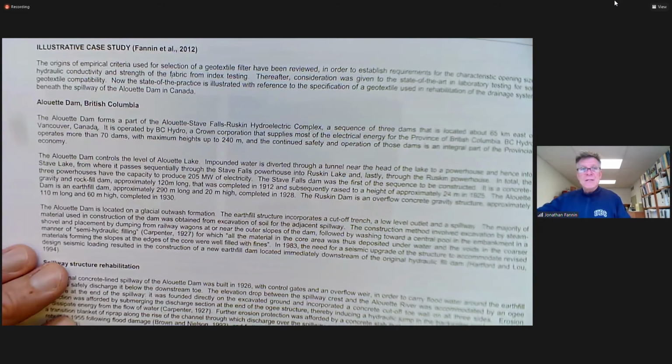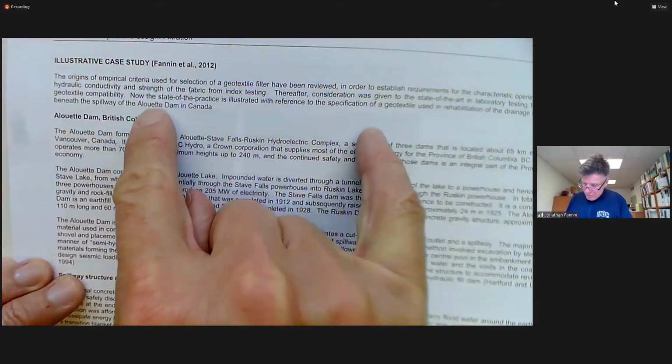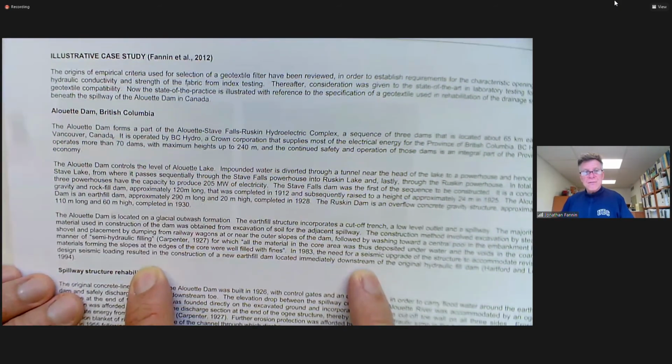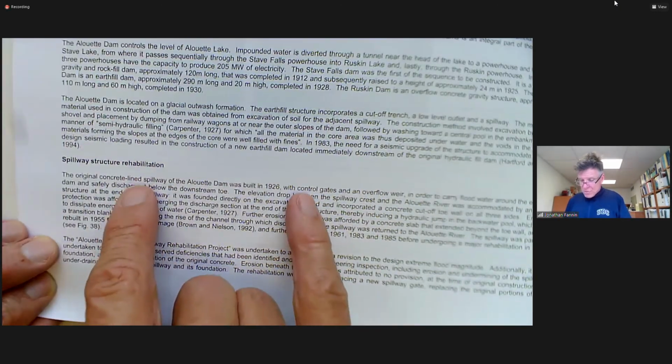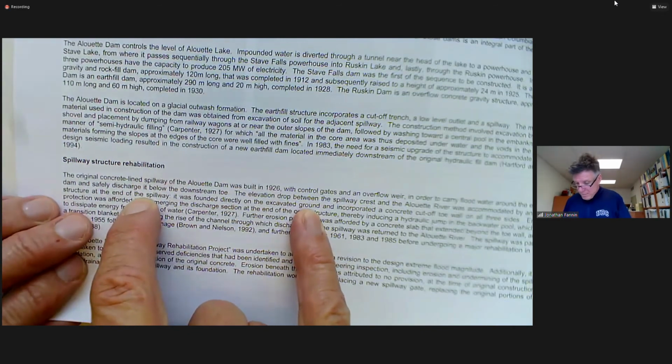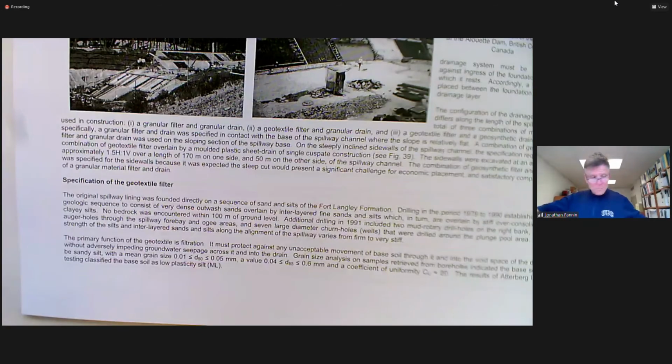Okay, that's the business case. There's a little history of the Alouette Dam here. That's very interesting. And then it describes the business case for rehabilitating the spillway.